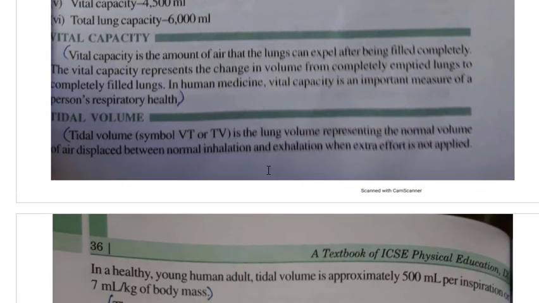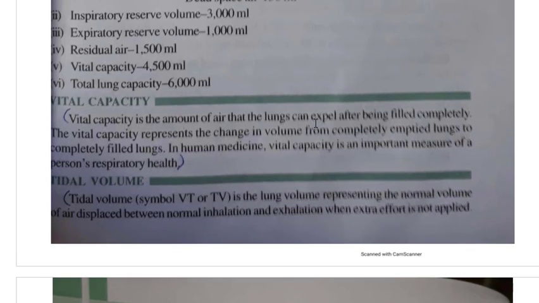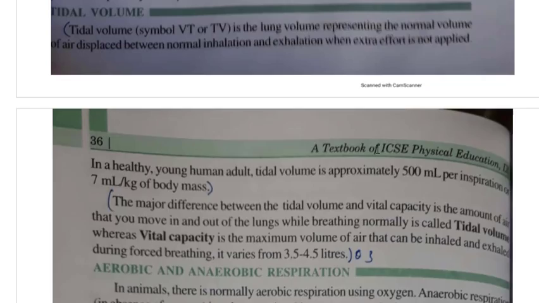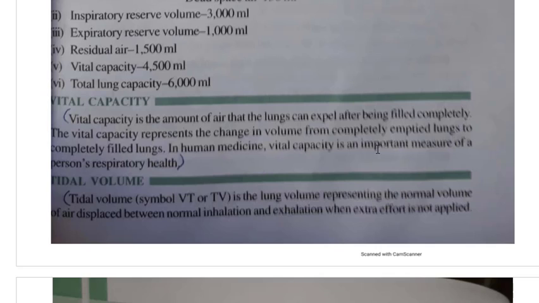Tidal volume, its symbol is VT or TV. Tidal volume is the lung volume representing the normal volume of air displaced between normal inhalation and exhalation when extra effort is not applied. So when we are not applying any extra effort, the difference between the amount of air taken in and taken out is your tidal volume. During normal inhalation and exhalation, how much volume you are displacing, that is your tidal volume.